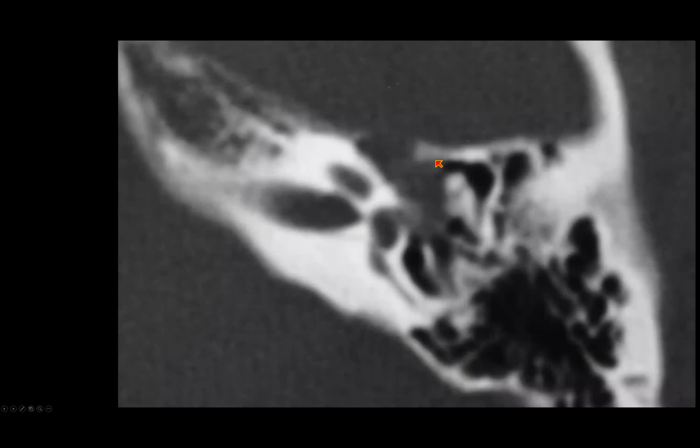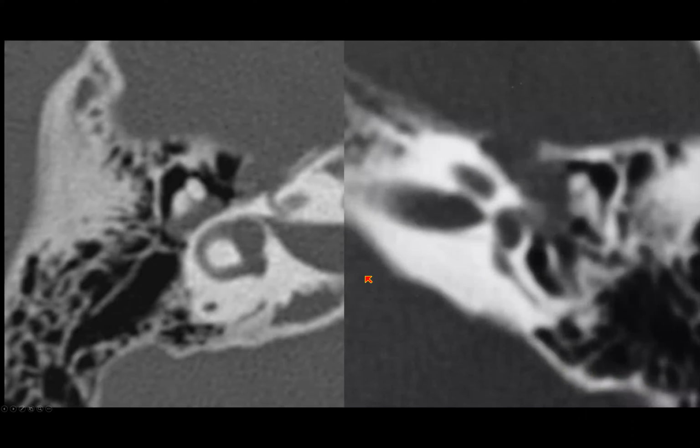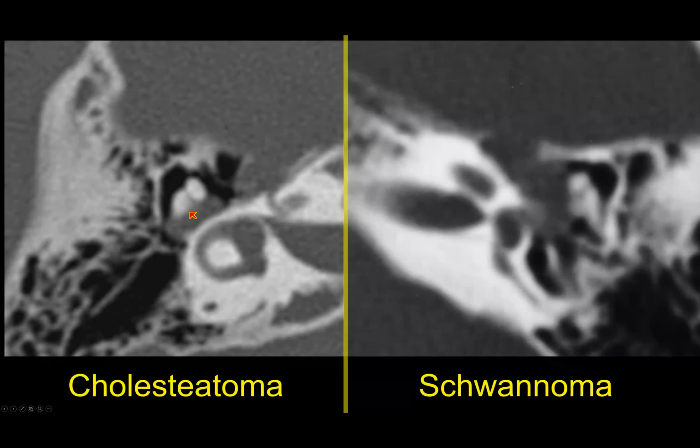On the axial correlating CT, we see that soft tissue mass that extends along the tympanic segment of the facial nerve, and it's pushing the ossicles out laterally. We differentiate that from a cholesteatoma, where we're destroying the ossicles. Here we have ossicular destruction, but here the ossicles are just pushed out laterally with the schwannoma. So with the cholesteatoma, we look for osseous destruction, whereas the schwannoma may just displace the ossicles.